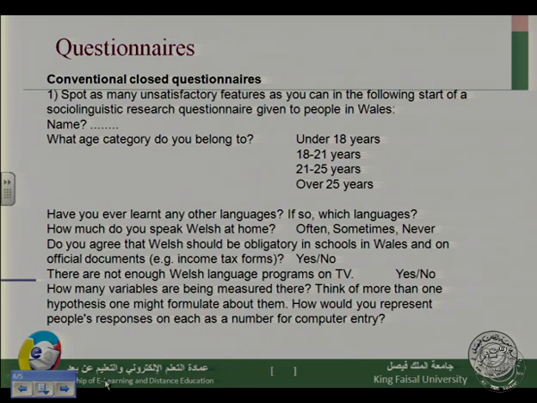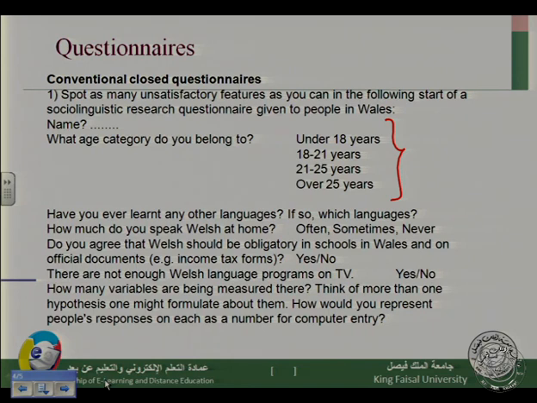So this is an example of a conventional closed questionnaire, a typical closed questionnaire. The task here: spot as many unsatisfactory features as you can in the following start of a sociolinguistic research questionnaire given to people in Wales. So this is the start of the questionnaire. It starts with name, and then the second question, what age category do you belong to? Under 18 years, from 18 to 21, from 21 to 25, over 25 years.